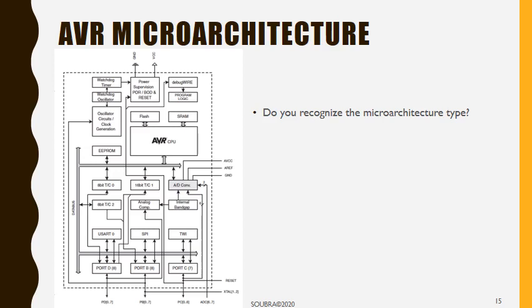Let me try something. Check this out. Are you able to see anything here at all? Can you read anything here? AVR CPU. Here we have the name flash, and here we have the name SRAM. Can you remember what the flash is for and what the SRAM is for? Who can help out?